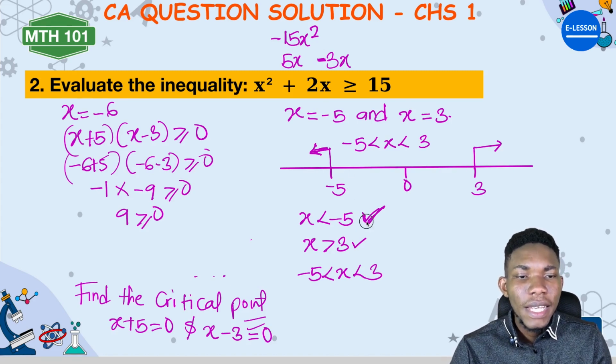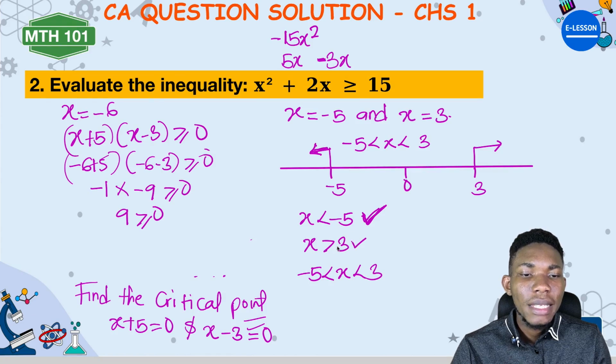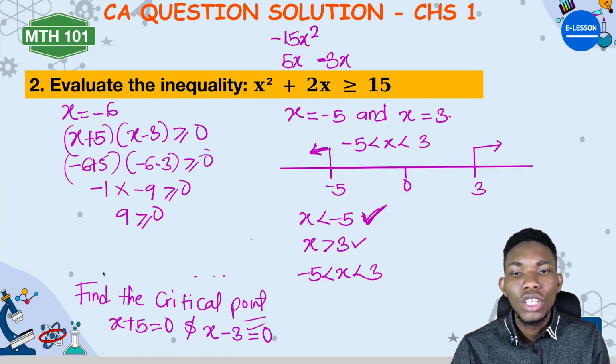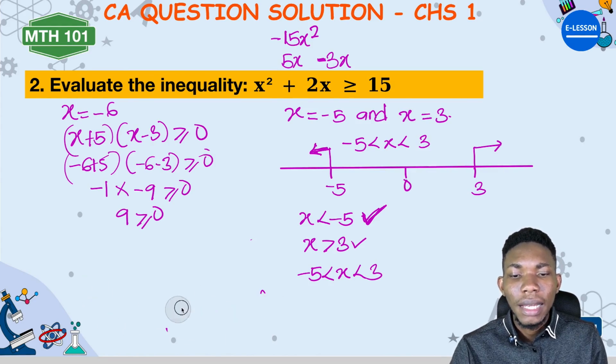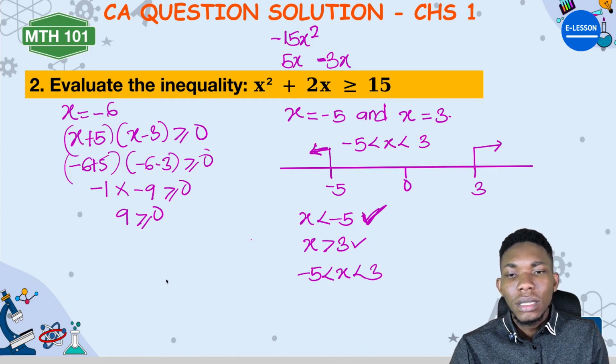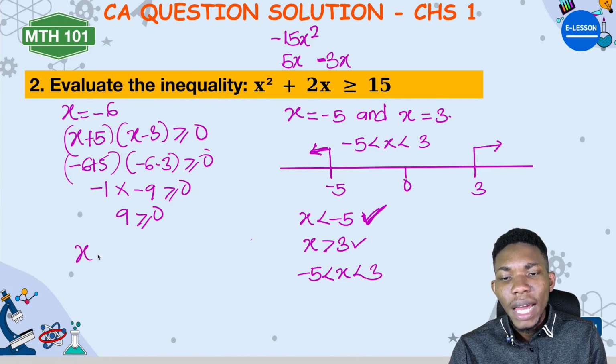So it means that this first inequality here is satisfied. Now let us put a value s greater than 3 into the equation and see if it will give us a value greater than 0. Put any value s greater than 3. Now, s greater than 3 can be a value like x equals 4, because 4 is greater than 3. Put it into this equation and see.